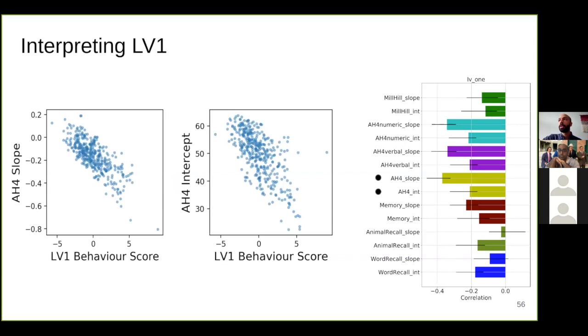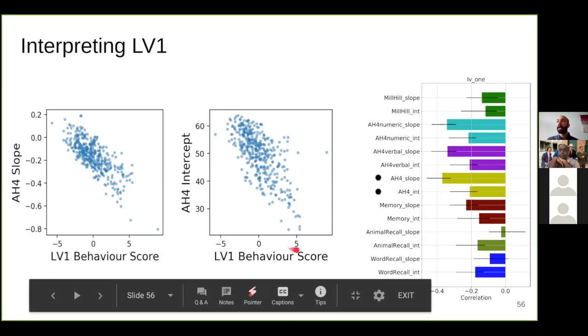And so you can visually see that if we map individuals' behavior scores versus some of the actual intercept and slope data. I've selected just 2 tests here just for visualization, and I'm showing you a plot between their behavior score and the slope and intercept of this test. So you can visually see individuals with a high LV1 behavior score have a lower intercept and a lower slope, and the opposite is true for a low LV1 behavior score.